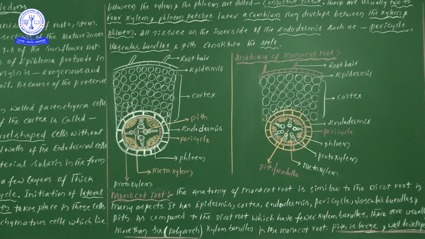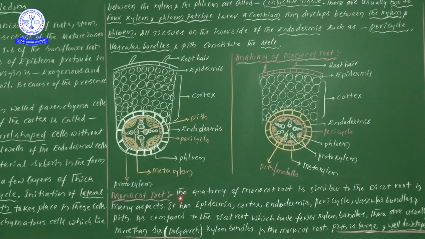Tetrarch condition. These two are the main important points in a dicot root. Next, from the monocot root point of view, before we start to discuss the structural or anatomical information, let us concentrate on the information, so that you learn it.